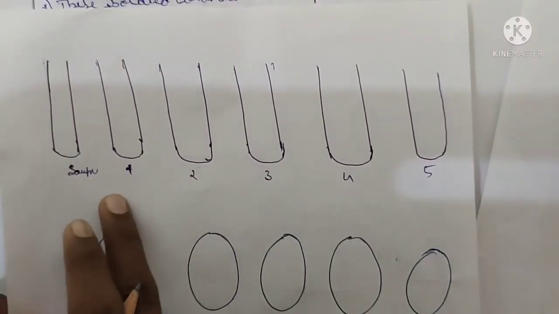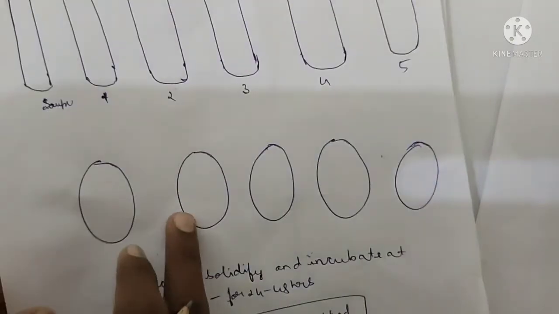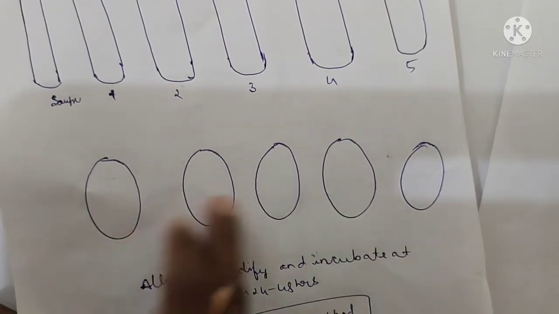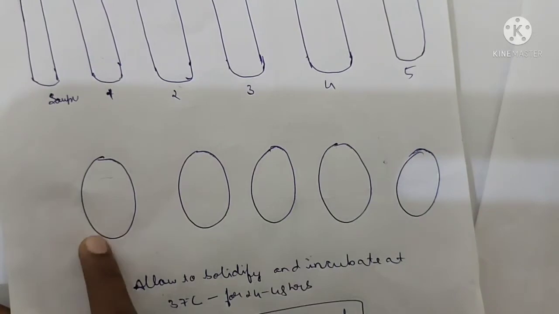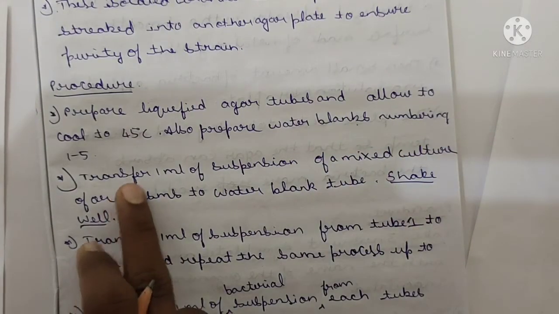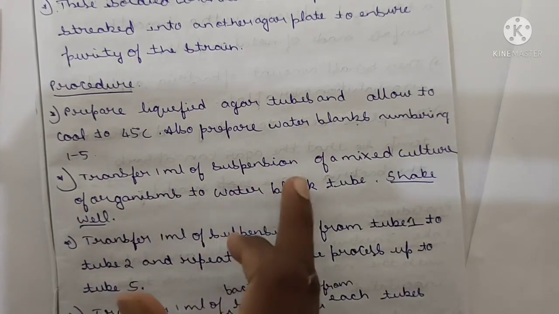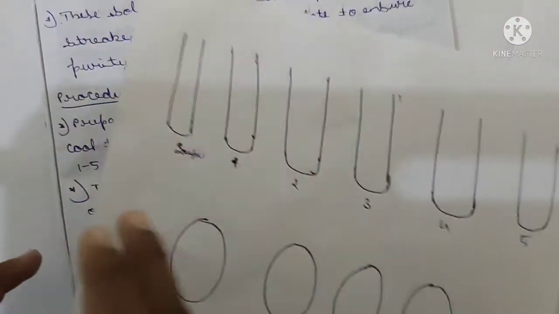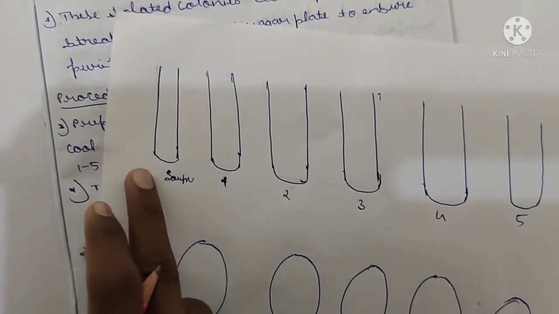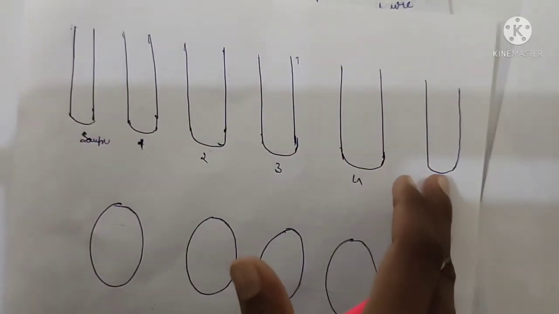See here, what are these? These are the water blanks numbered 1, 2, 3, 4, 5, and these are the liquefied agar medium tubes, 1, 2, 3, 4, 5. Understand? Now, transfer 1 ml of suspension of the mixed culture of organisms to a water blank tube. Shake well. Here is the sample, the mixed microorganisms.